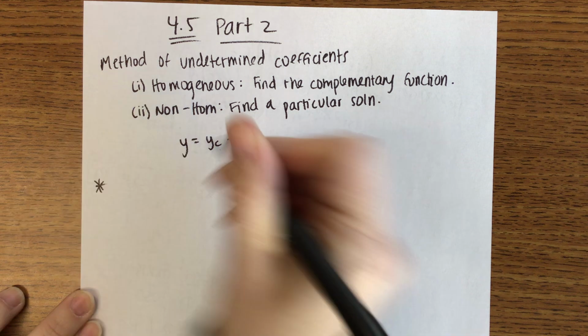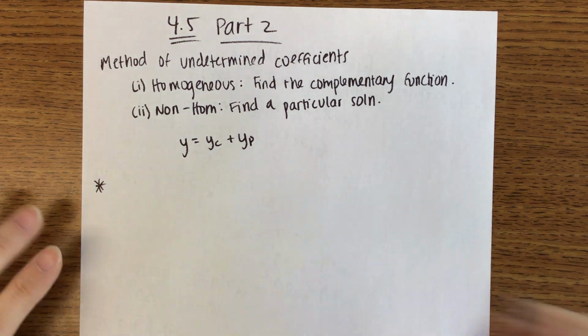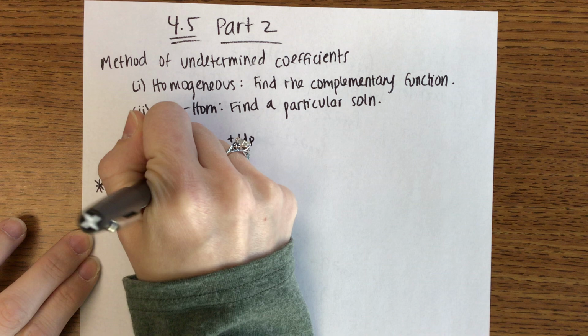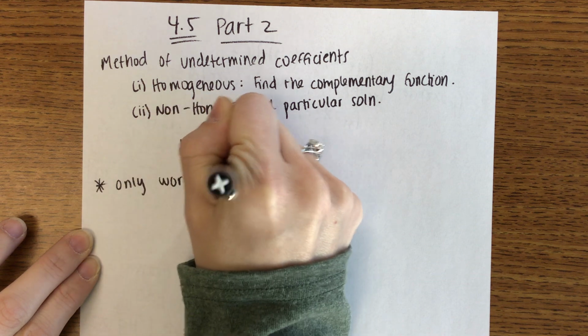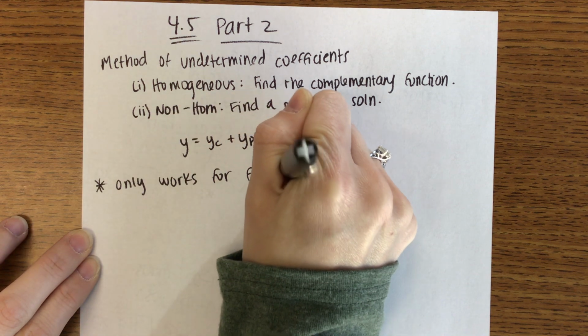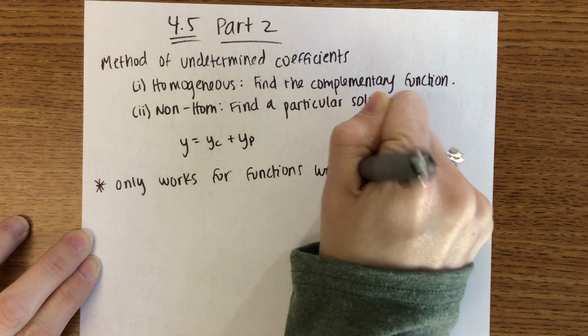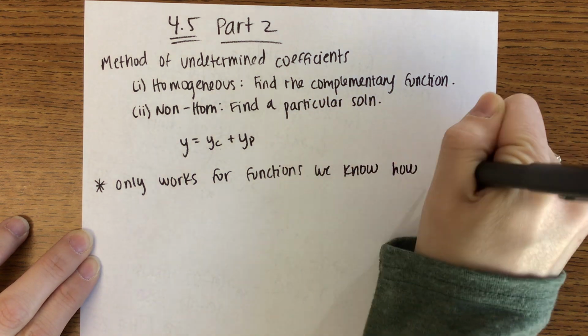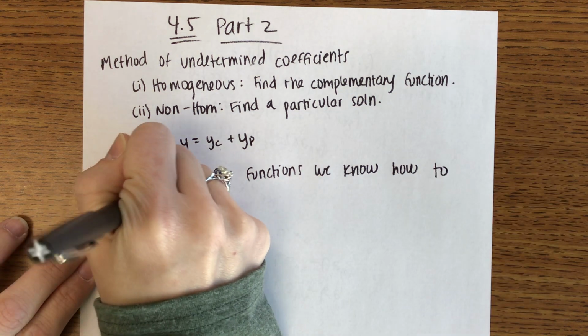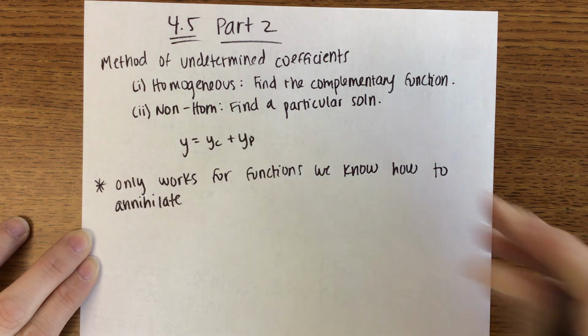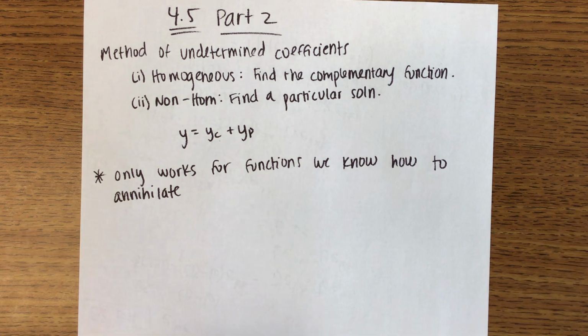One thing to note, we cannot use this method whenever we want. This method only works for functions we know how to annihilate. So if there's a function we don't know how to annihilate, you're not going to use this method. 4.6 is another method that you can use. Yesterday, when we looked at annihilating functions, we looked at polynomials, exponentials, sine, cosine. So anything else we don't know how to do.